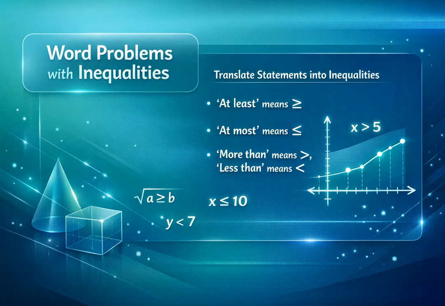Word problems require translating words into inequality symbols. At least means greater than or equal to. At most means less than or equal to. More than means greater than. Less than means less than. Read carefully, identify your variable, and write the inequality that captures the condition.